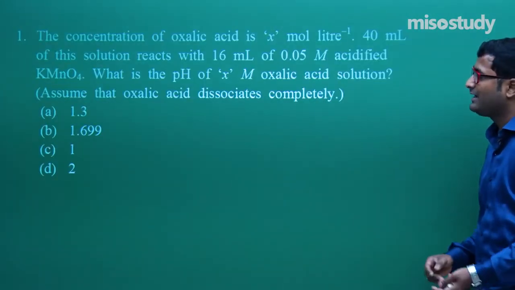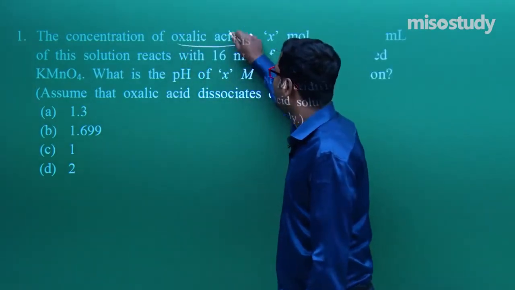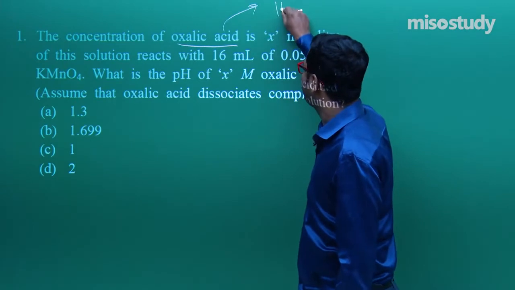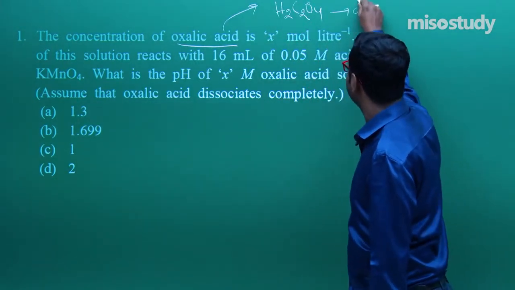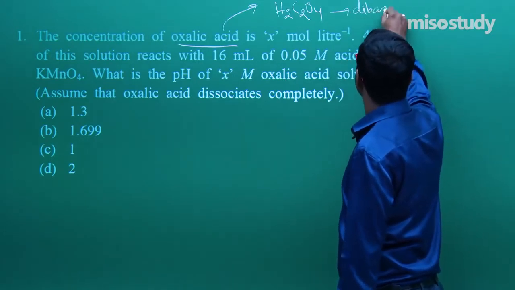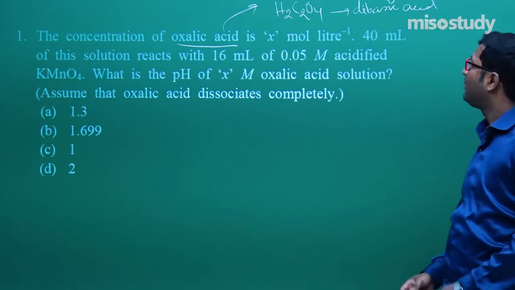Look at the question. Here the question is the concentration of oxalic acid. What is the formula of oxalic acid? That is H2C2O4. This is a dibasic acid, is x mole per liter.